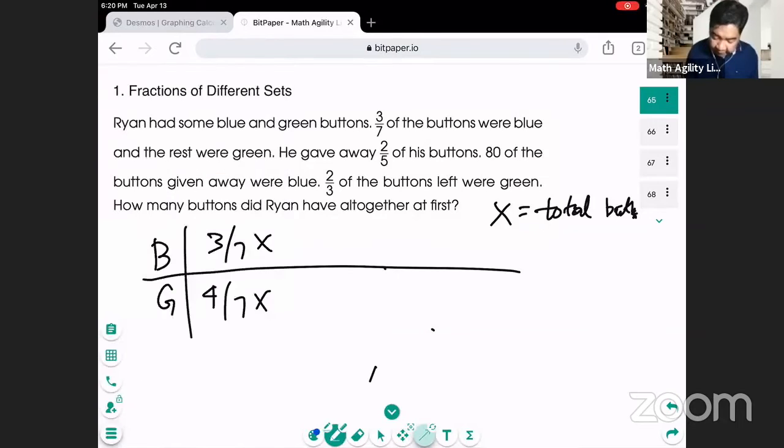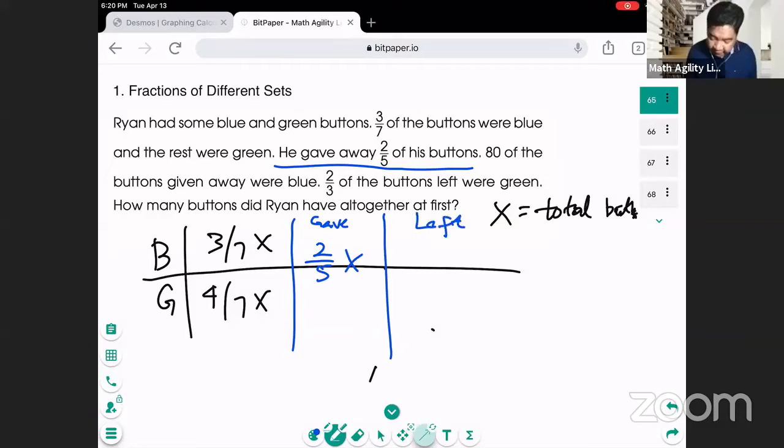And then the second part of the sentence says he gave away 2/5 of his buttons. So this is the amount he gave: 2/5 of X. So this is what is left of Ryan's total number of buttons. The total number would be X minus 2/5 of X, so 3/5 of X is left.